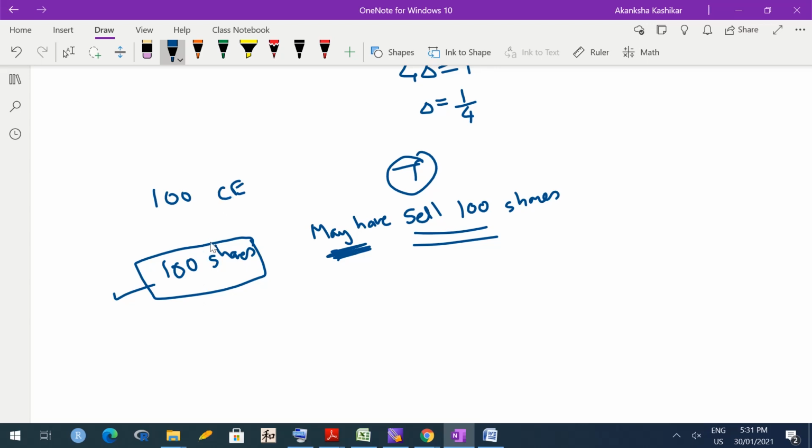Hence, how many shares should we purchase to make sure that we don't have risk? In this particular case, it turned out to be 1/4. So if you have sold 100 call options, today you should buy 25 shares, 1/4. Remaining shares you can buy only if you need them at time T.